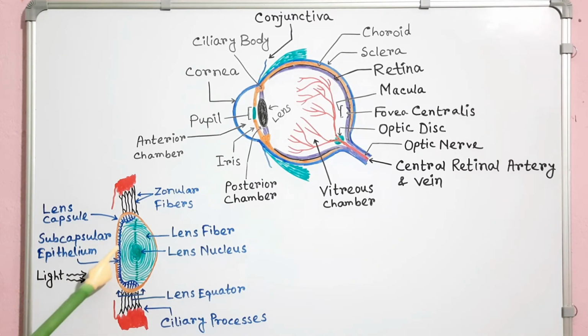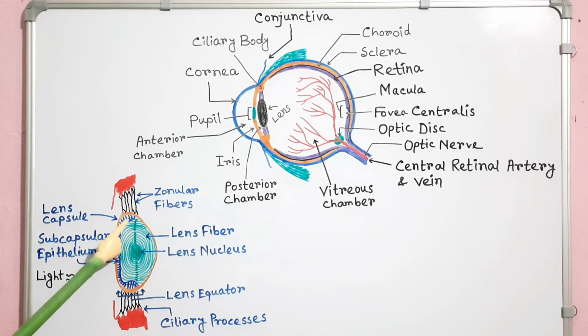This layer is known as the subcapsular epithelium. It is a cuboidal layer of lens epithelial cells and present only on the anterior surface of the lens. In the center of the lens, epithelial cells are quiescent. However, at the periphery, near the lens equator, epithelial cells proliferate and differentiate into mature lens fiber cells.